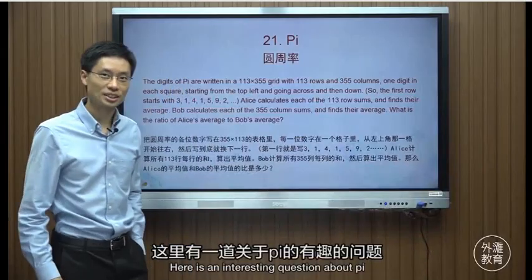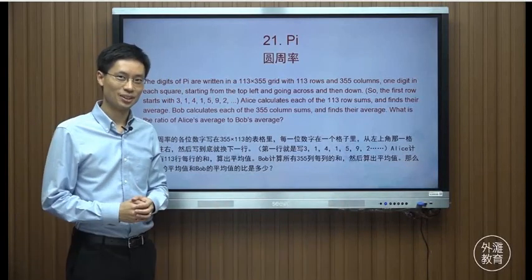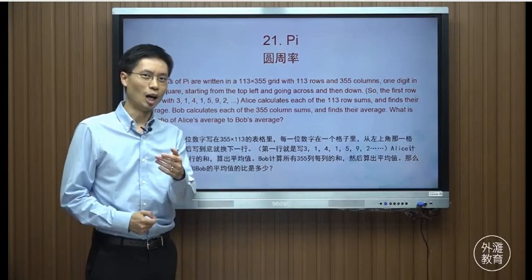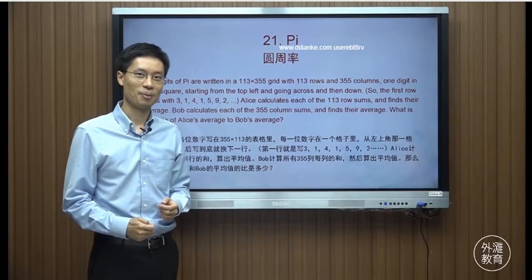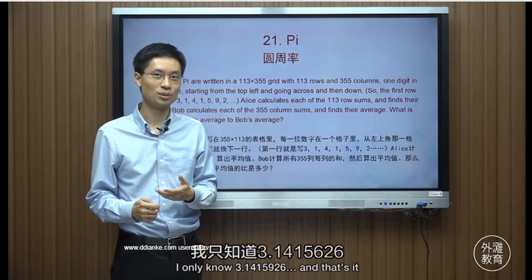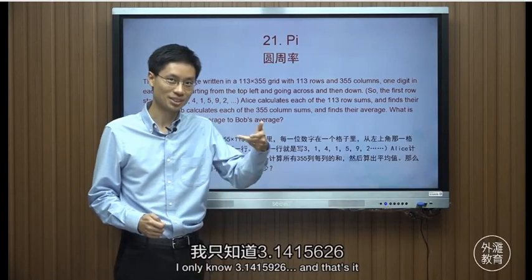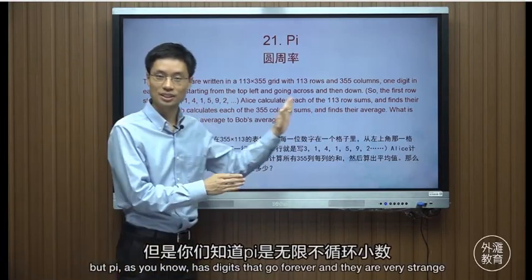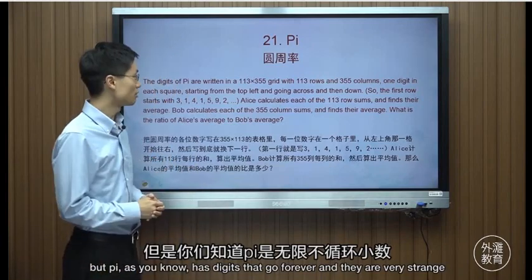Here's an interesting question about pi, where I'm using pi because it has many, many digits. How many digits of pi do you know? I actually don't know that many of them myself. I only know 3.1415926, and that's it. But pi, as you know, has digits that go forever, and they're very, very strange.